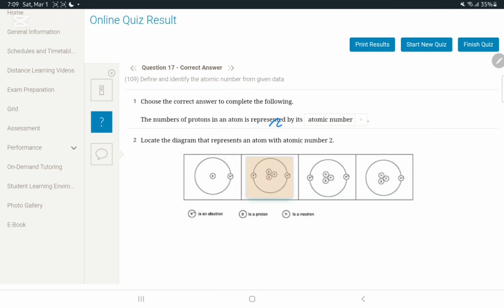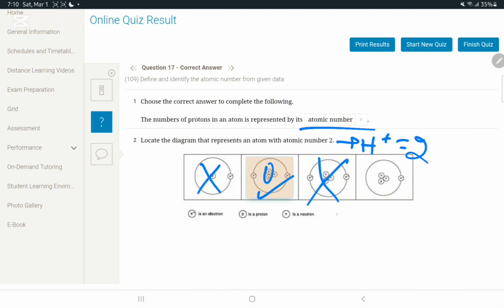Number of protons is the atomic number, represented by the symbol Z. And they want the atomic number 2. When we say atomic number 2, that means we want the protons, which is H plus, to be equal to 2. Here we have 1 proton. Here we have 2 protons. You see, you have to look at it clearly. You have to zoom in on the exam to make sure you don't make any mistakes. You have 2 protons, which is correct. Here you have 1 proton, wrong. And here you have 1 proton. So it's this one.